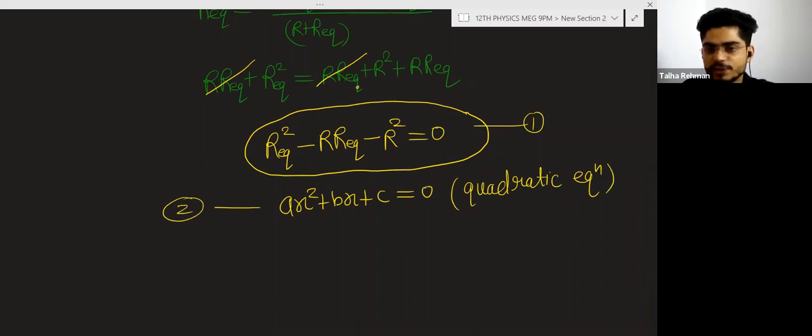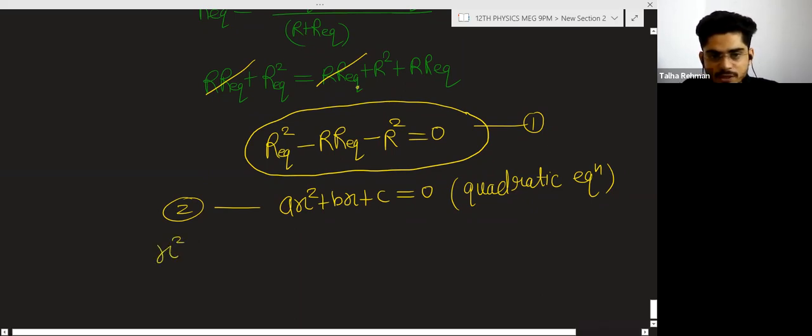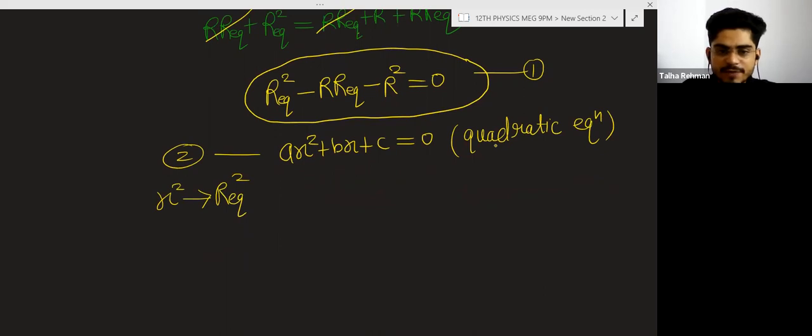But here what we are doing now, we are dealing with mathematics. So when you compare this equation with this, x square is equivalent to R equivalent square here. So if you compare, you will get the value of A as 1, because A is the coefficient of x square, and here the coefficient of r square is 1. So you will take A as 1.